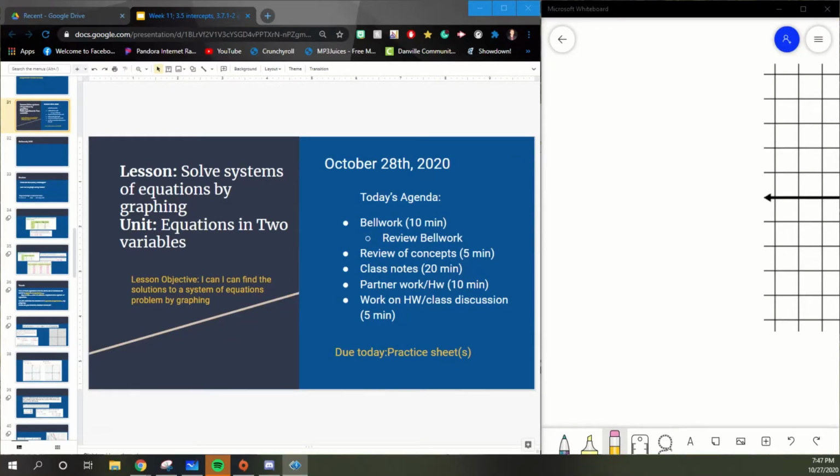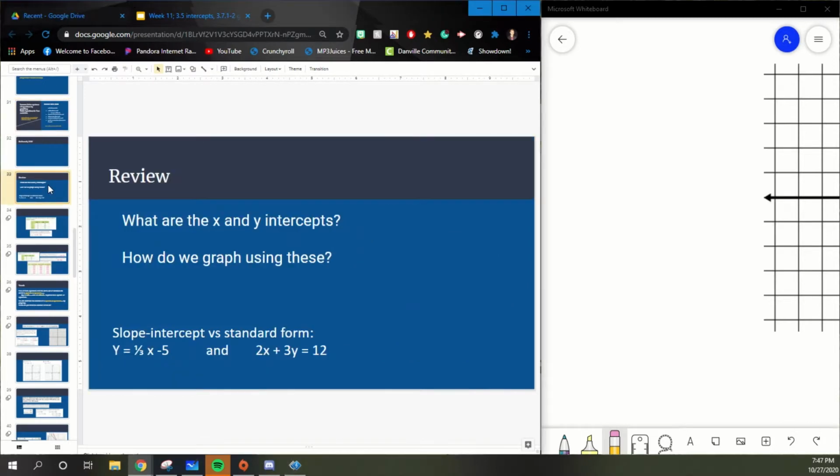Still feeling a little sick, but I wanted to give you some examples so that you could understand what we're doing today. Today we're solving systems of equations by graphing. So let's just go ahead and dive into what that looks like.